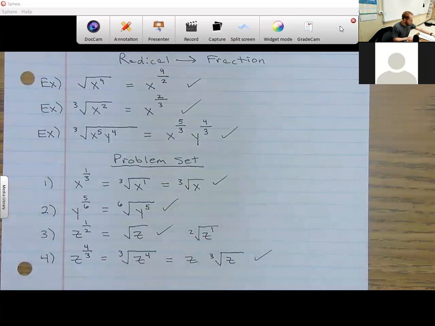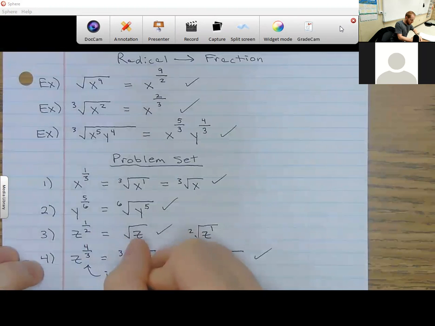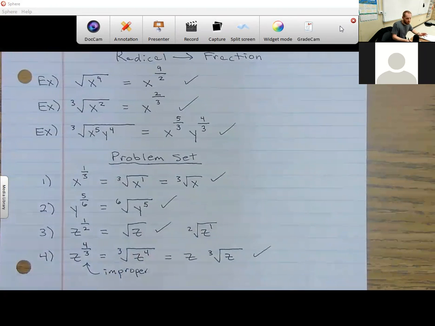Okay, let's do number 5. Oh, and by the way, before I move on from number 4, the only reason why I'm doing it this way is because this fraction is improper, like we talked about earlier. All the other fractions were proper, so we didn't have to take any x's or y's or z's out.